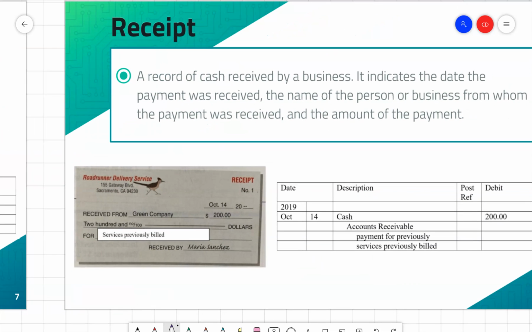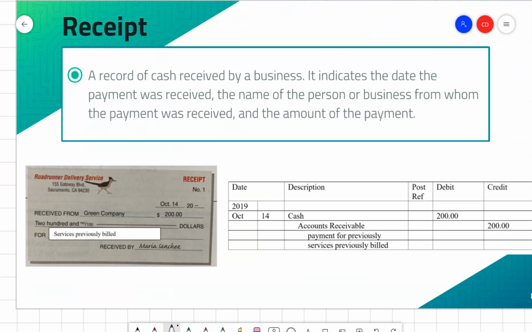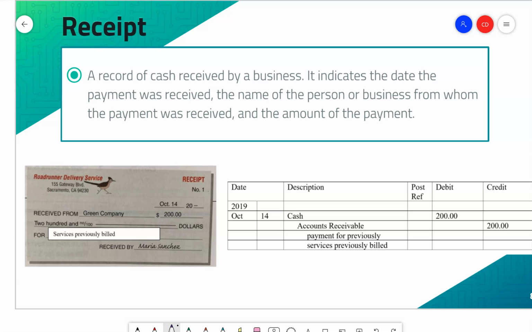Receipt. A receipt is a record of cash received by a business. So right here, received by a business. Whenever you have a receipt, for the most part, you can bank on it being a debit to cash because you're receiving cash. It indicates the date the payment was received, the name of the person from whom the payment was received, and the amount.